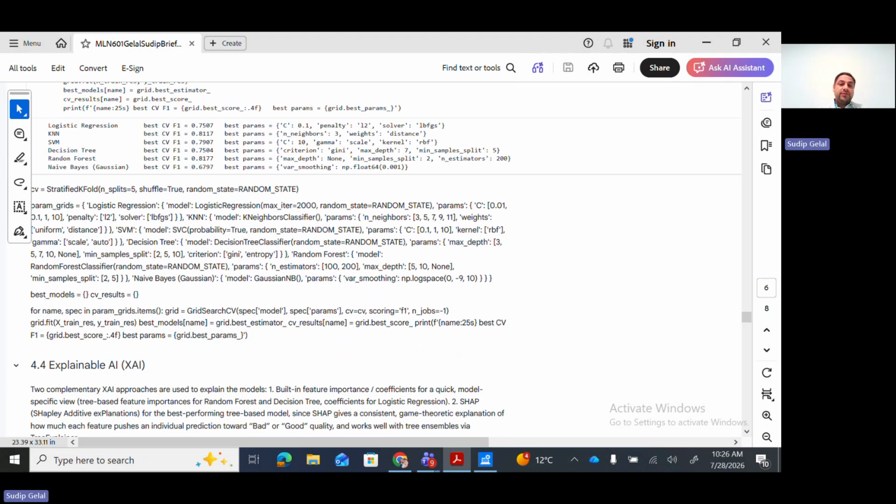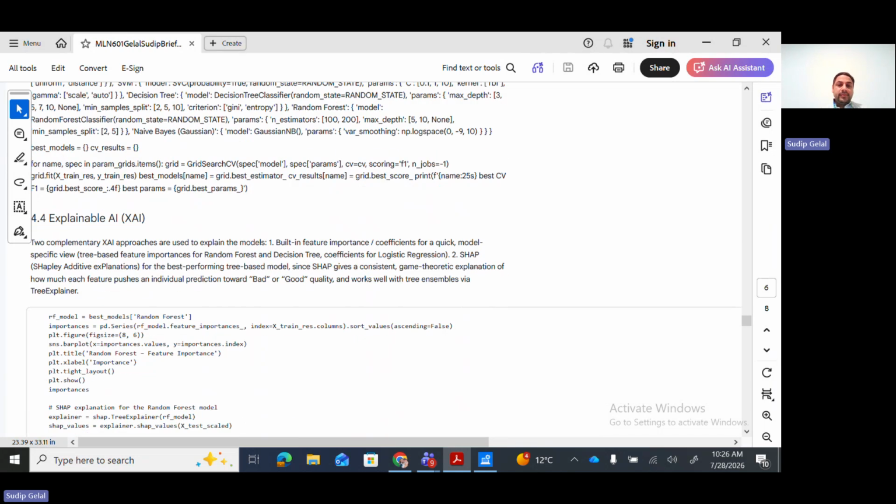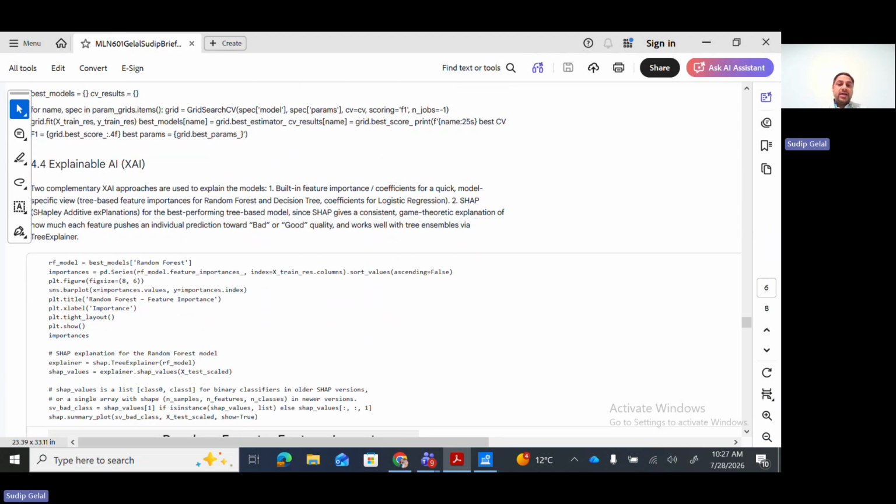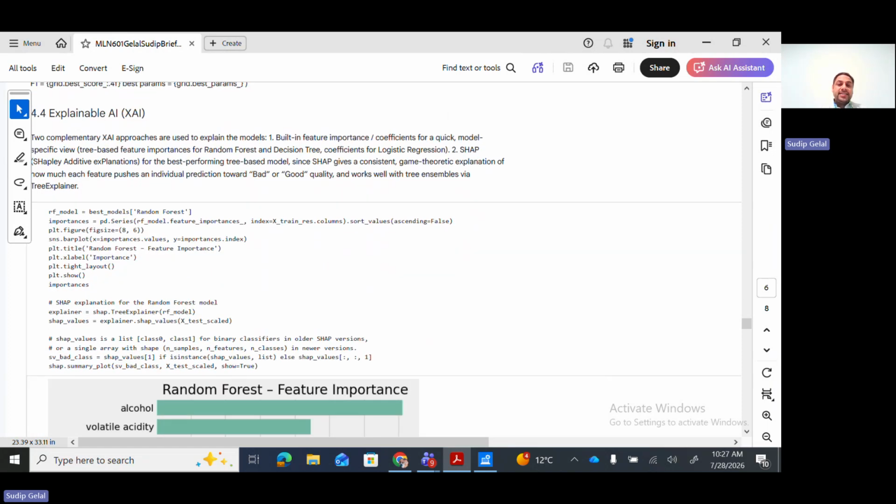Hyperparameter tuning. After building the six models, I used GridSearchCV. This automatically tested different parameter settings for each model and selected the best combination. This improved the performance of each model before comparing them. Explainable AI. Finally, I used SHAP, which is an explainable AI tool. SHAP helped me understand why the model made its predictions. It shows that alcohol, density, volatile acidity, and total sulfur dioxide were the most important features affecting wine quality. This makes the model easier to understand and trust.